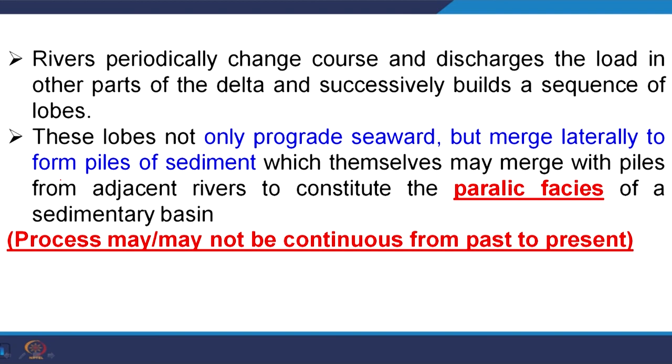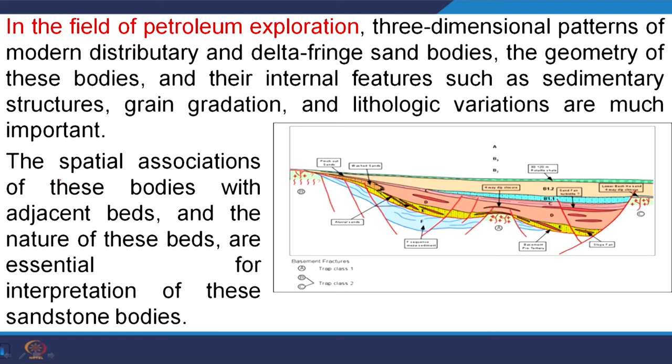the grain size distribution and the geometry of these sandstone bodies, which in turn will affect the oil and gas accumulation within them. In the field of petroleum exploration, three dimensional patterns of modern distributary and delta fringe sand bodies, the geometry of these bodies and their internal features such as sedimentary structures, grain gradation and lithologic variations are much important. The spatial association of these bodies with adjacent beds and the nature of these beds are essential for interpretation of these sandstone bodies. So, these internal features are very important to distinguish which type of geomorphic environment we are dealing with, because the geomorphic environment leads to the depositional environment. The depositional environment leads to the sandstone body geometry, porosity and permeability, size and extension, which in turn affect the accumulation of petroleum hydrocarbon.